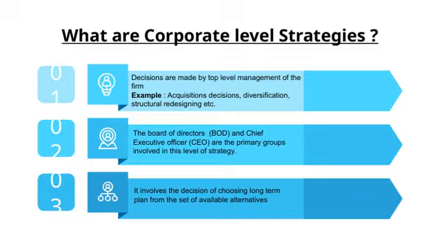On this slide, we can see that the Board of Directors, or BOD, along with the Chief Executive Officer, the CEO, are the main groups involved in setting this level of strategy. These are the key decision-makers who shape the long-term direction of the company. This level of strategy is all about making important choices regarding the future of the organization. It involves selecting a long-term plan from a set of available alternatives. Think of it as choosing the best path forward that aligns with the company's vision and goals.